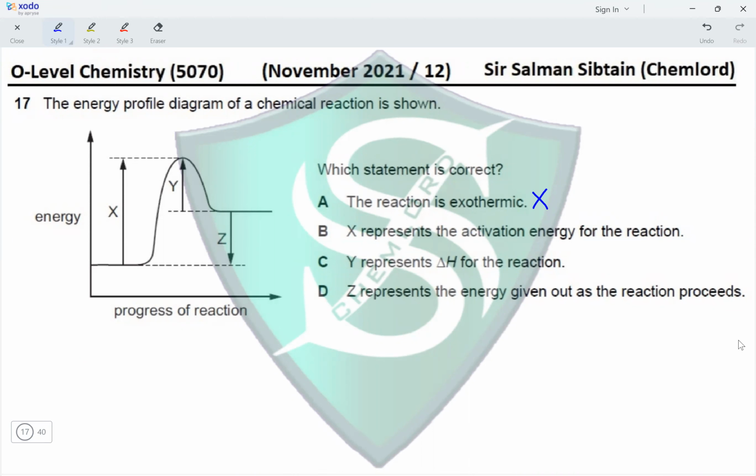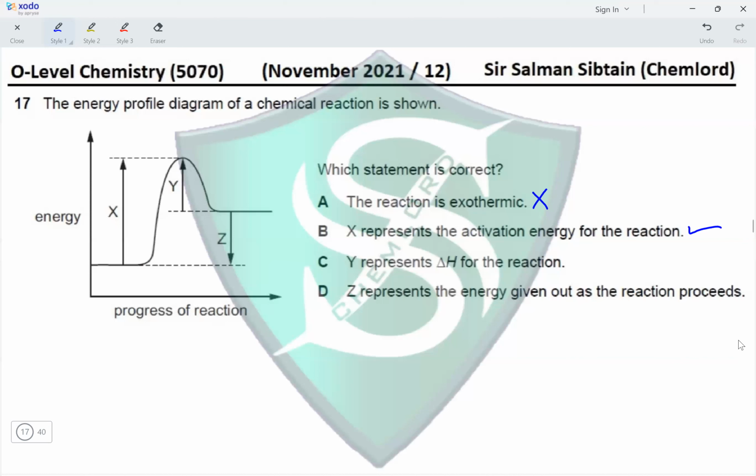X represents the activation energy for the reaction. The activation energy is the energy from the reactant till the maximum state, which is the transition state as represented by the curve, the height of the curve. So X is actually the activation energy for this reaction. So option B is correct.